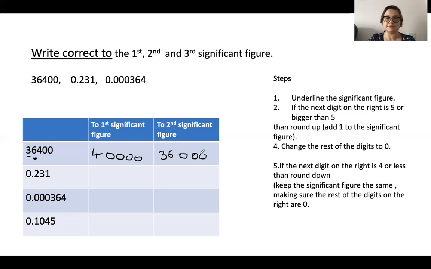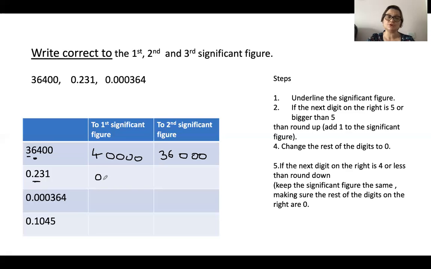And here's a number. Round it to the first significant figure, so the same number, and round it to the second significant figure. We will continue with the second one, 0.231. The first significant figure is 2. I'm going to underline digit 2. And I'm going to look at the next digit, digit 3. It is less than 5. So we are going to write all the digits in front exactly as they are.